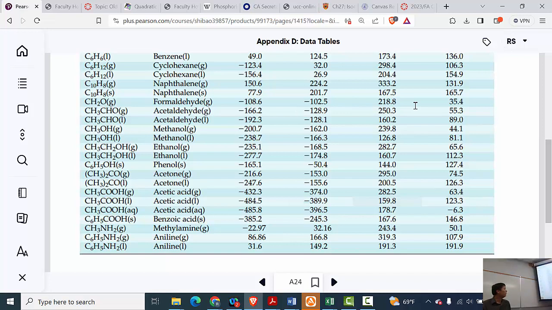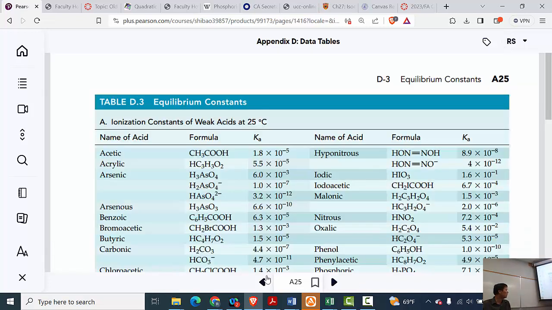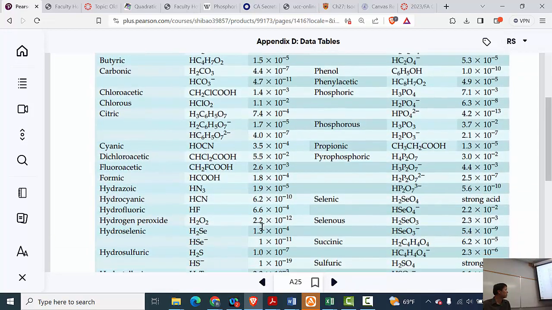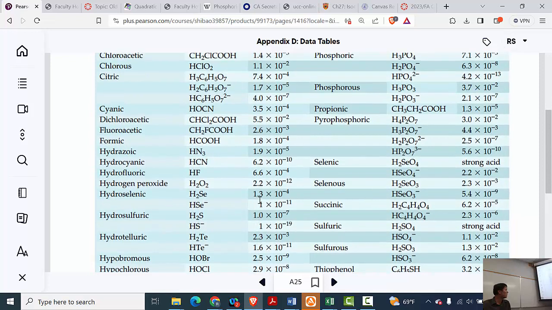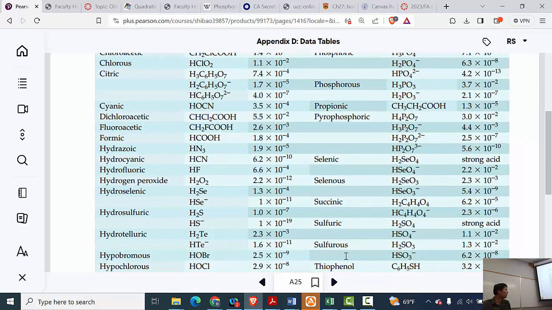But anyway, some of these, it's good just to read through them. Then you see the common species that you might encounter in the future. Sometimes the tables are very long. The acids, you read through those as well. Some of these are weird acids, like thiophenol.